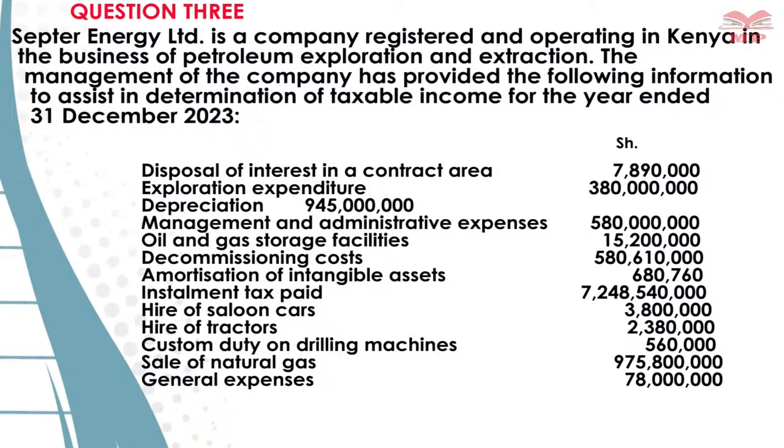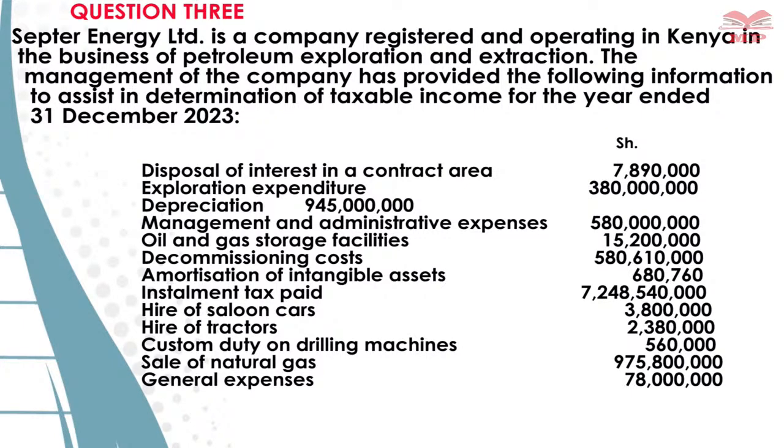Then the next we have what we call amortization of intangible assets. When you talk about amortization of intangible assets, this is a non-allowable expense. We do not deduct it to get what we call a taxable income. Then next we have what we call installment tax paid. Remember, in taxation, all forms of taxes, be it corporation tax, be it installment tax, be it custom duty, or even excise duty, all these forms of taxes are what we call non-allowable expense.